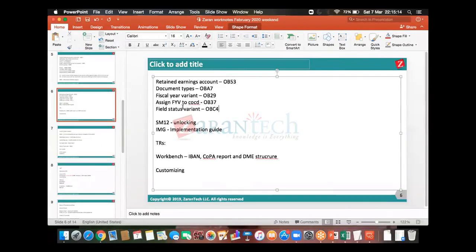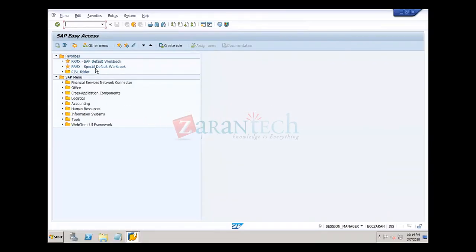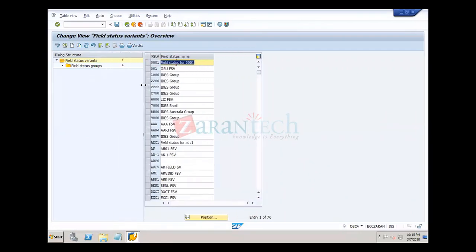In some fields, you can change the data. In some fields, you cannot change the data. So some determining factors are defined in OBC4. In OBC4, we are defining the status of the field. So I go to OBC4. Now this is what I'm able to see in OBC4.